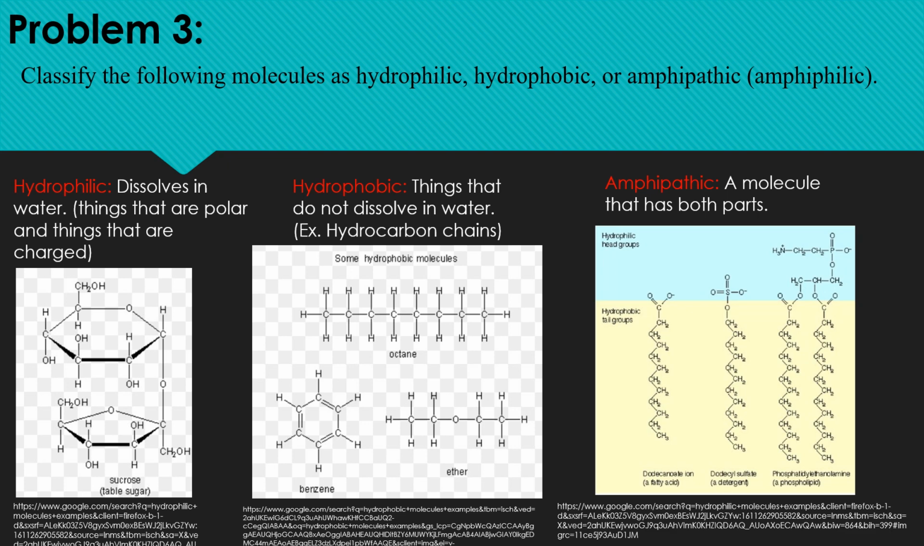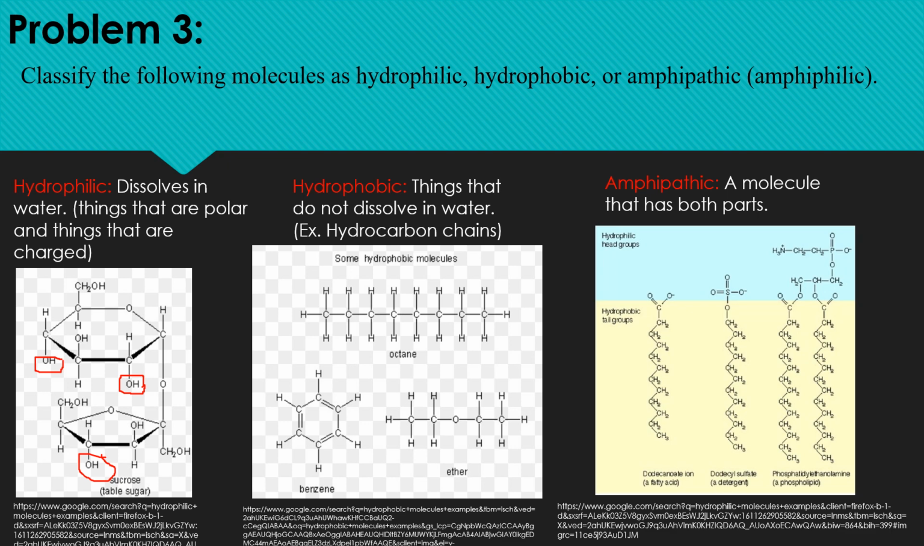Problem number 3. Classify the following molecules as hydrophilic, hydrophobic, or amphipathic. Hydrophilic dissolves in water, things that are polar and things that are charged. So here is an example of a hydrophilic molecule. This is sucrose, and notice that there's an alcohol, another alcohol, another alcohol. There's a lot of alcohols all around this. So this is a hydrophilic molecule. It's water-loving. Remember that alcohol is polar because when you subtract the electronegativity differences, it's more than 0.5. So all of these alcohols make the molecule polar or hydrophilic.